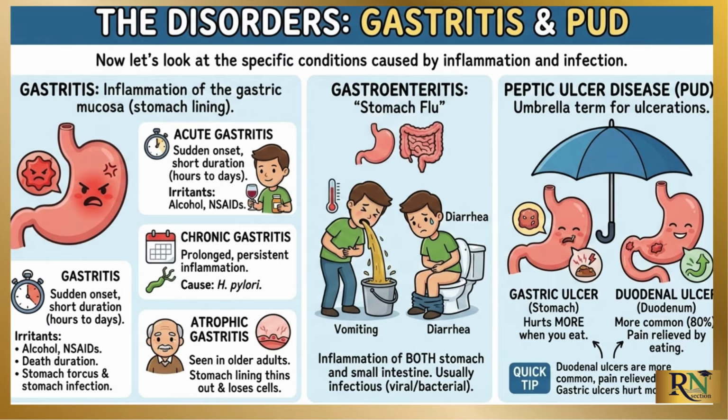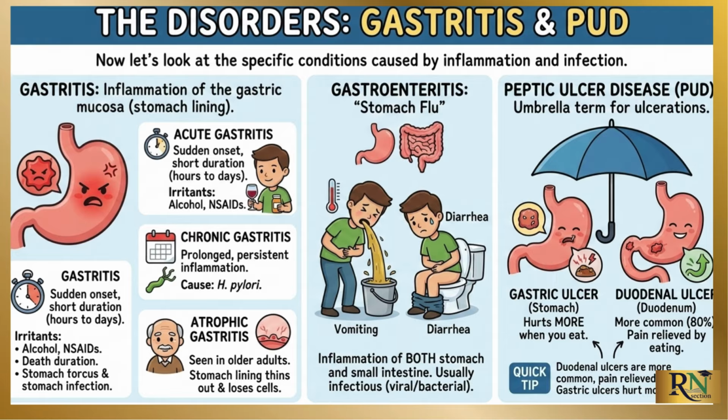Acute gastritis: sudden onset, short duration, hours to days, often caused by irritants like alcohol or NSAIDs. So it's sudden inflammation of the stomach lining, often due to infection, NSAIDs, alcohol, or stress. So acute is sudden. Picture the stomach on fire after bad food or heavy drinking.